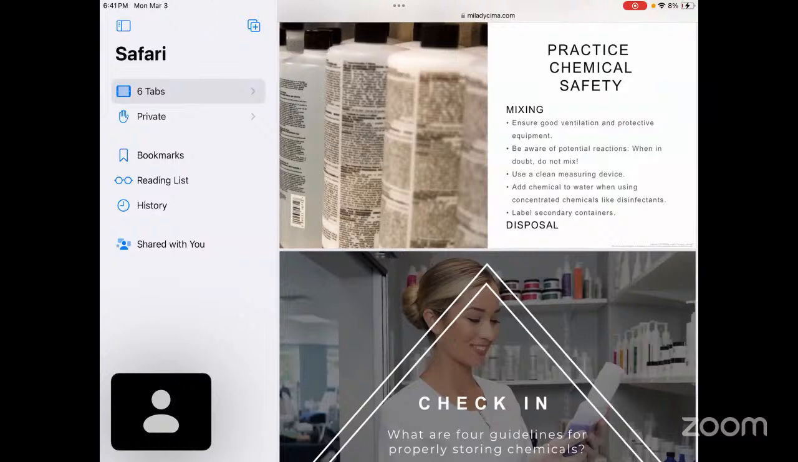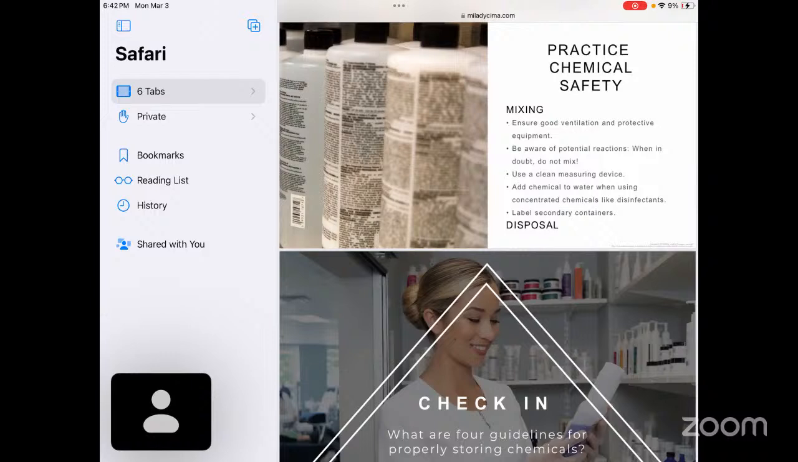When you look at mixing, okay, we're going to ensure good ventilation and protective equipment, because sometimes you can mix your chemicals together and it can create a gas. Like you would never do ammonia and bleach. Mixing those two together and thinking that you're really cleaning, it does create a hazardous gas that when you breathe it in, it almost feels like it's choking you. Okay, and it could close your windpipe and it can cause issues to your lungs.